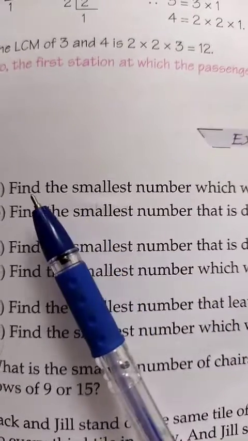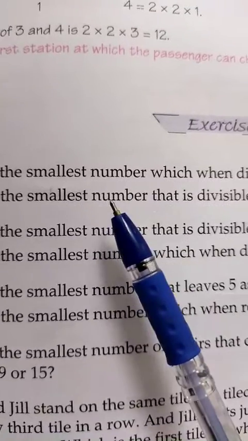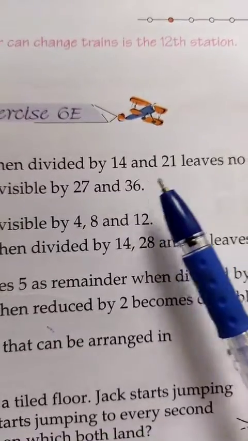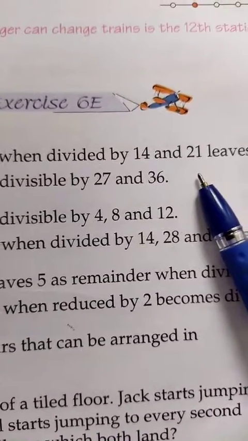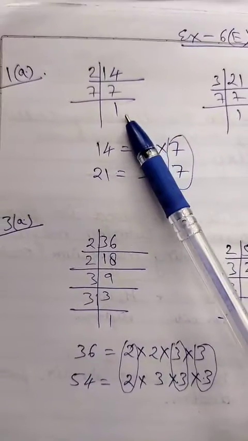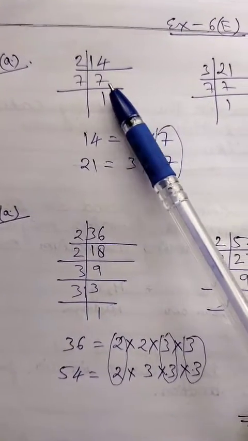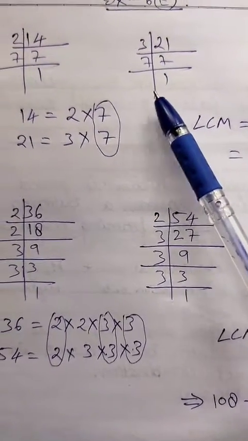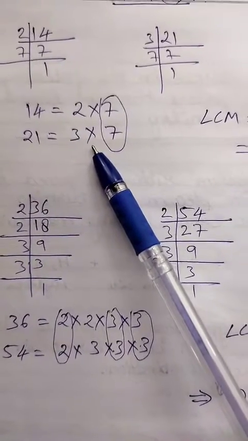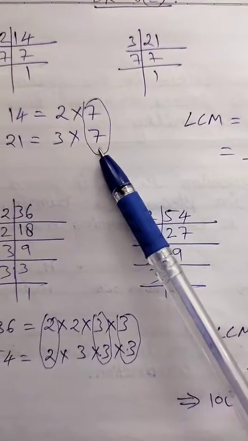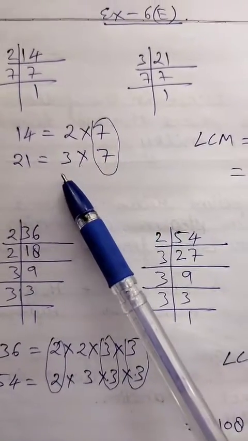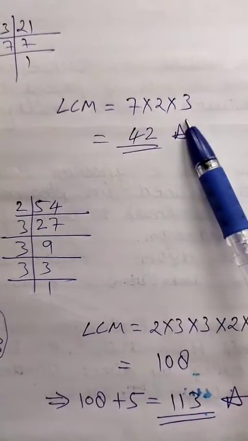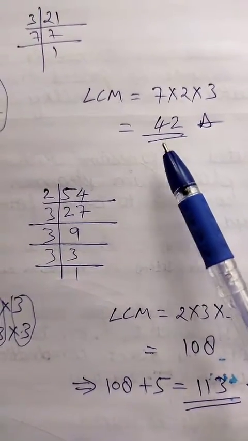So in this question, it is asking to find the smallest number. That means you have to find the LCM of the given numbers. And you know how to find the LCM, 14 and 21. See, first of all, you will find the factors of 14. It will be 2 into 7. Then you will find the factors of 21. It will be 3 into 7. Then you will write their factors. Then you will take out the common one. And then the remaining factors. So it will be 7 into 2 into 3. After multiplying, you will get 42 as your answer.